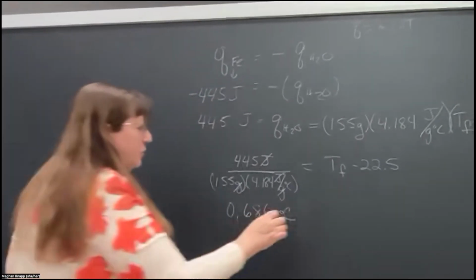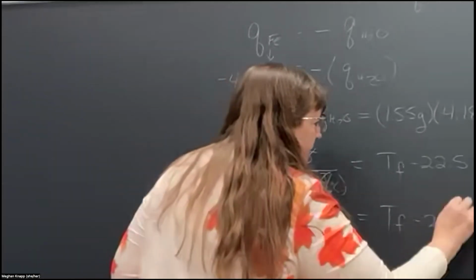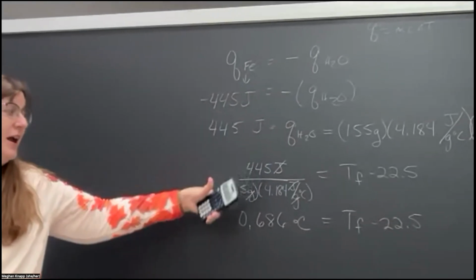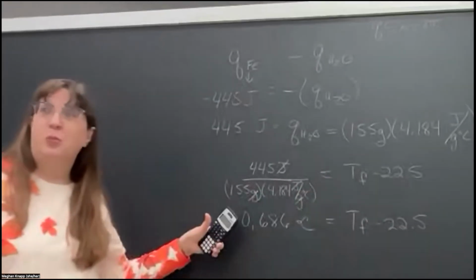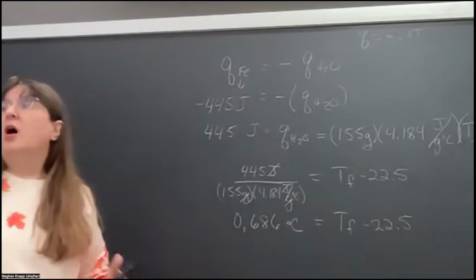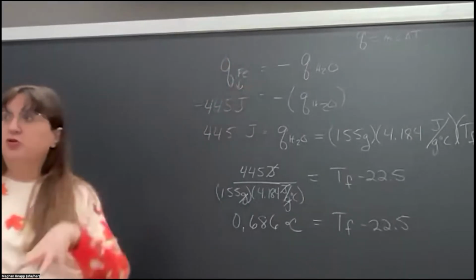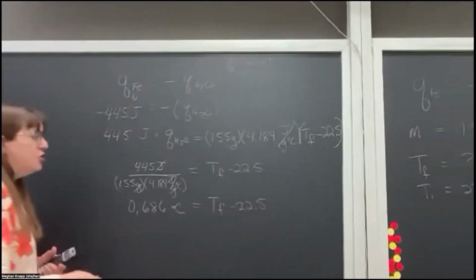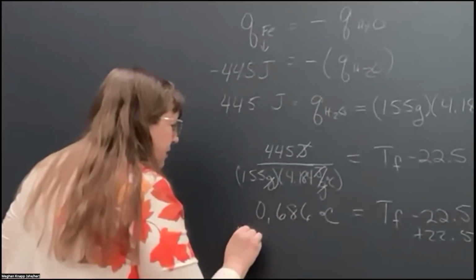All right, and that's equal to TF minus 22.5. Now, this is where the sign matters, because if I have a negative here, when I move this over, I'll get a different number than if this were positive. This is telling me that the change was positive. The water got warmer. So what happened? Remember, we started with this hot piece of iron, and we dropped it in the water. Should the water get warmer? Yeah, it should get warmer. So we're going to add 22.5 to both sides.